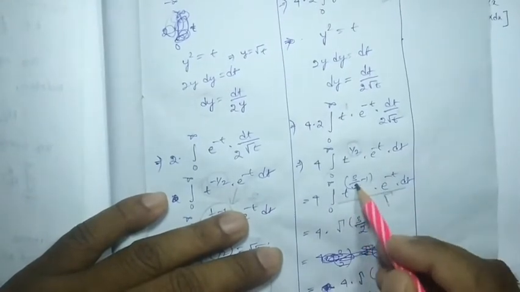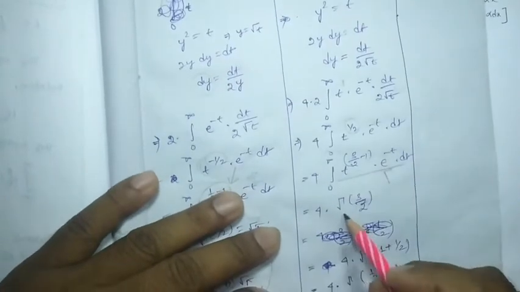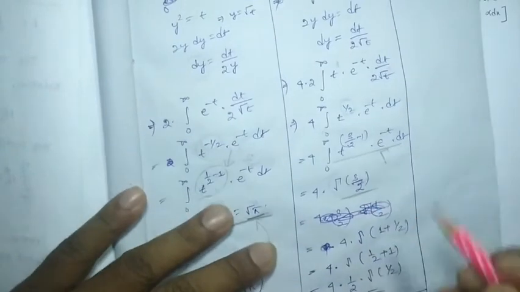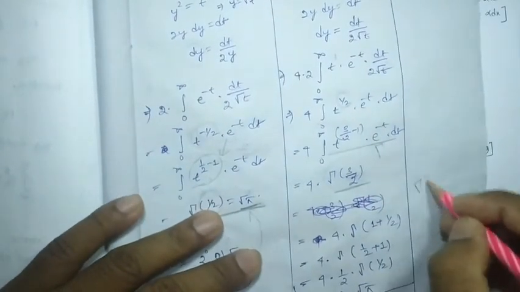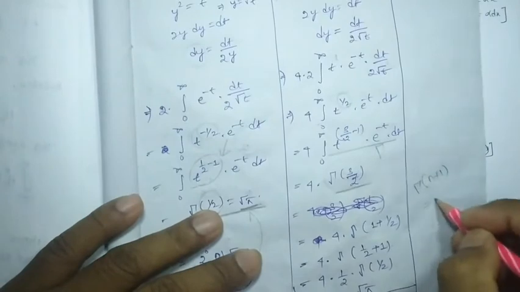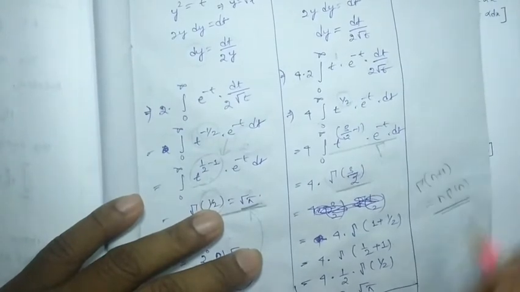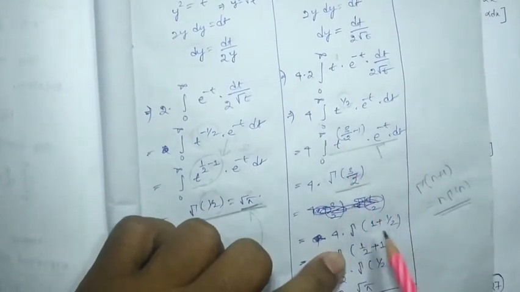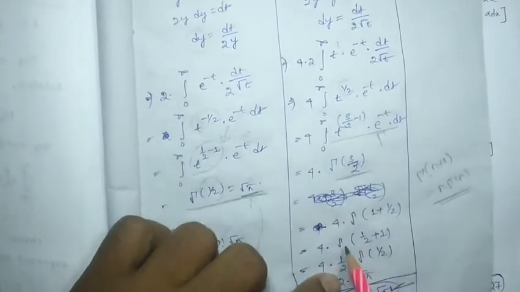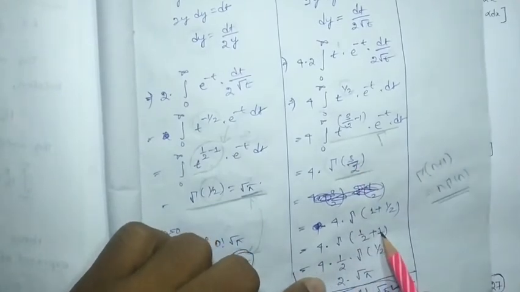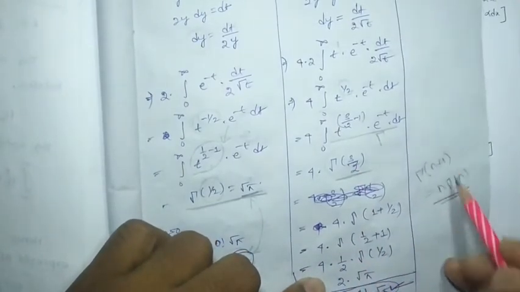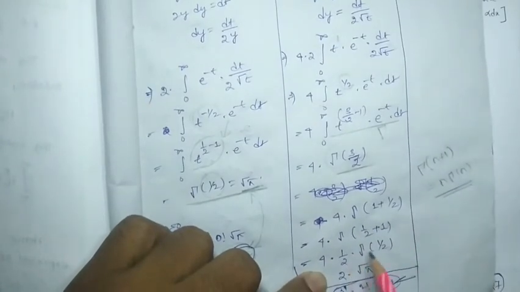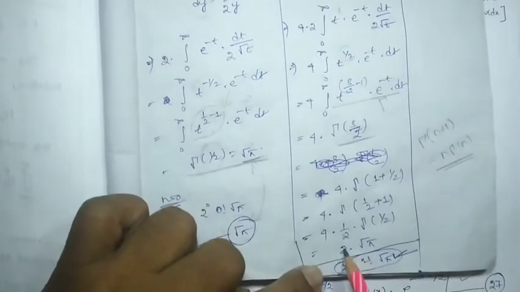T to the power n minus 1 into e to the minus t dt is nothing but gamma n, so here gamma 3 by 2. We know that gamma n plus 1 is equal to n gamma n. So 3 by 2 can be written as 1 by 2 plus 1. So here n means 1 by 2, and gamma n plus 1 is 1 by 2 gamma 1 by 2. With the 4 there, the 2 gets cancelled, and it will be 2 root pi.